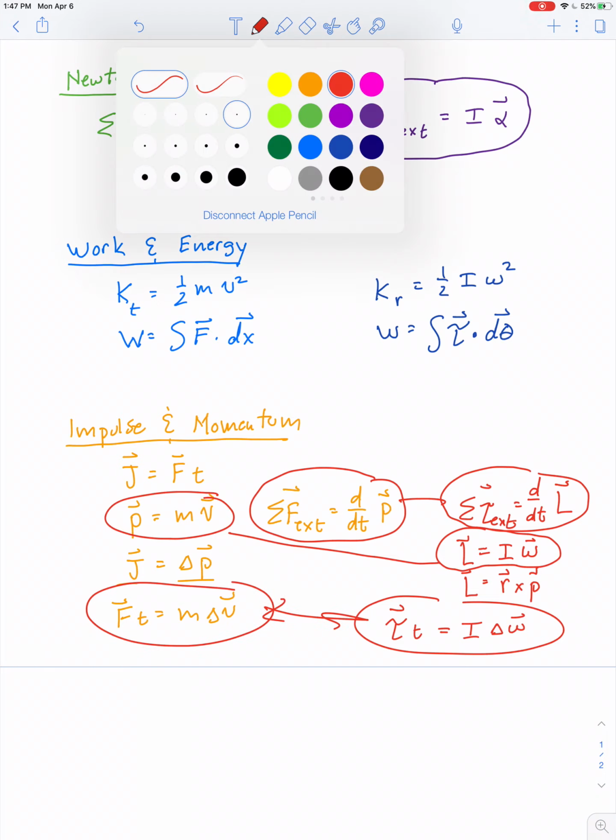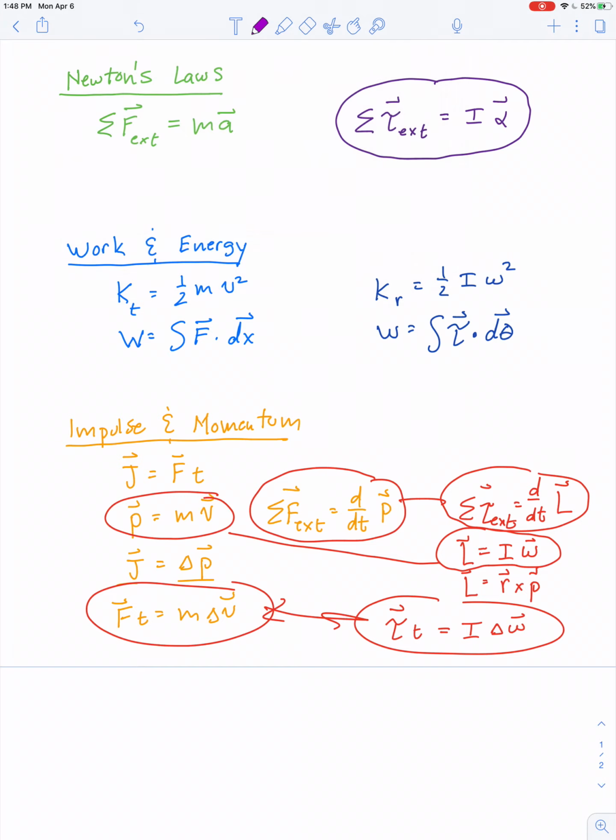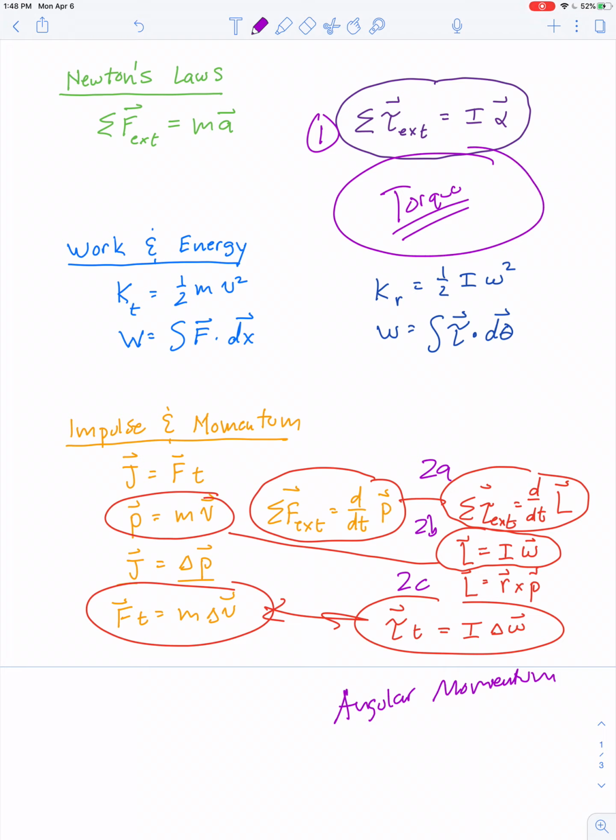So as a preview of things to come in this unit of study, there are 1, we'll say 2a, 2b, and 2c. In other words, our main emphasis is on torque and angular momentum. So in the next video, we'll define torque and provide a few examples.